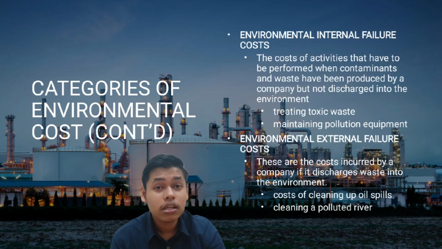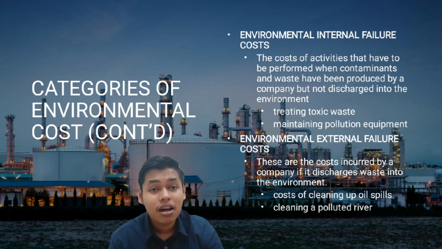Now we take a look at another 2 categories of environmental costs, which are environmental internal failure costs and environmental external failure costs. Environmental internal failure costs are the costs of activities that have to be performed when contaminants and waste have been produced by a company but not discharged into the environment. Examples include treating toxic waste and maintaining pollution equipment.